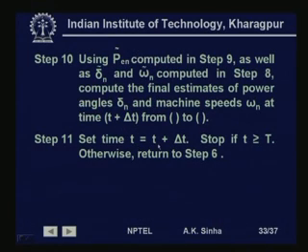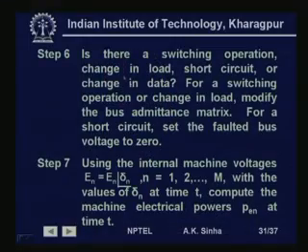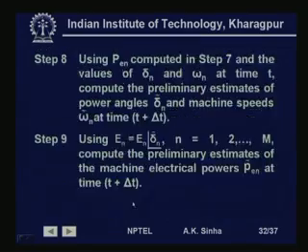Now, again set t equal to t plus delta t and go to step number 6, that is this place where we are checking if there is any change or not which has occurred, and then we proceed in the same way.